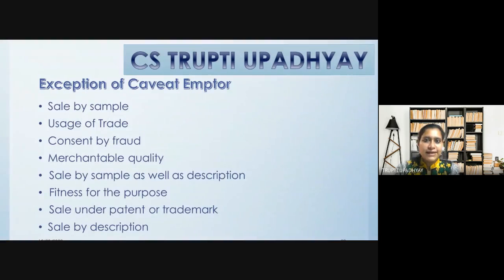Now, these are the 8 cases which are listed under the exceptions to caveat emptor. So caveat emptor protects the seller, but under these 8 cases, the seller will still be liable to compensate the buyer. So these are the exceptions to the rule of caveat emptor. The first one is sale by sample.